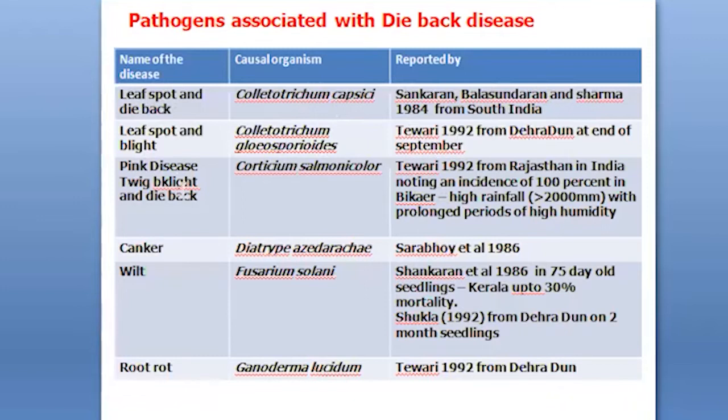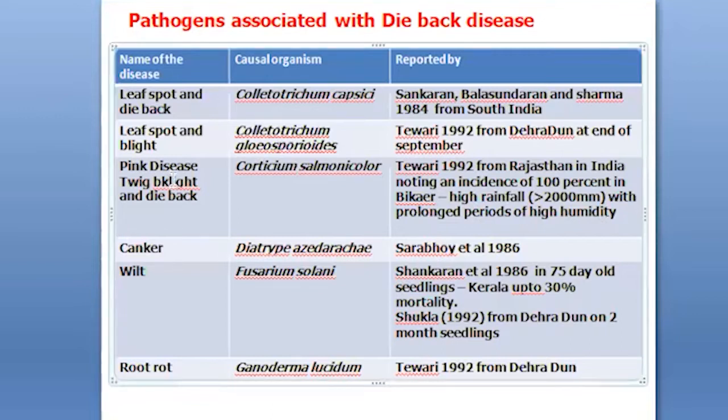And pink disease, twig blight and dieback, Corticium salmonicolor. This also was reported from Rajasthan, and here almost 100% incidence was observed. This was reported from Bikaner, where there was a high rainfall, more than 2000 mm, with prolonged periods of high humidity. So this pink disease or the twig blight and dieback was noticed.